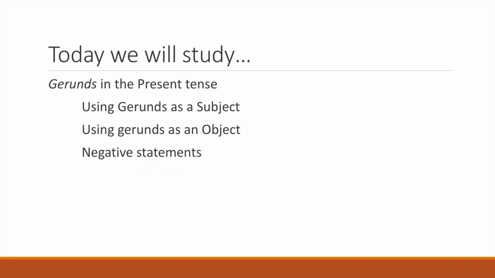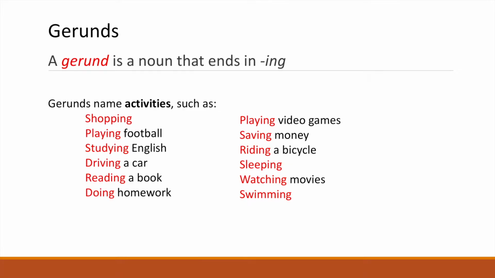So today in this lesson, we'll talk about gerunds in the present tense, how to use a gerund as a subject, how to use a gerund as an object, and also how to form negative statements using gerunds. So a gerund is simply a noun that ends in ing. We take a verb, we add ing, and this verb then becomes a noun. Gerunds name activities. Here we have a list of examples.